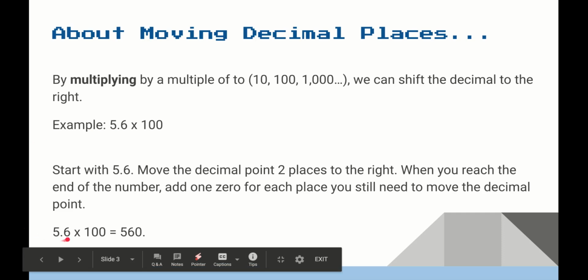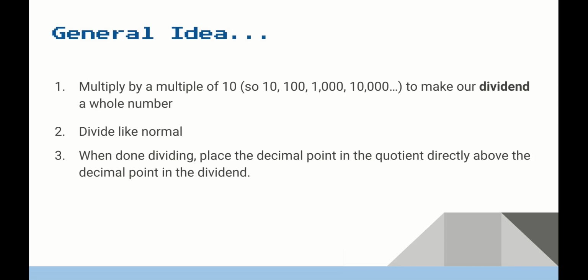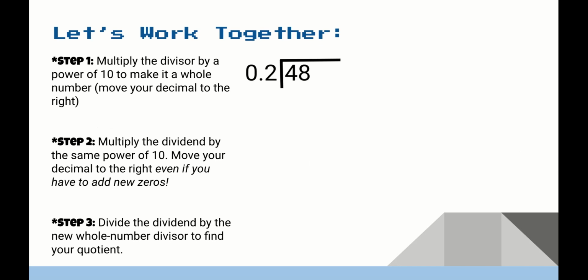So for our example here, we have 5 6/10, and we're multiplying it by 100. So we've got our decimal between our 5 and our 6, and it would shift 2 places. And if we did that on a piece of paper, we would actually see that that's going to equal 560. So the general idea is that we want our divisor, our number on the outside of the house, to be a whole number. And so we need to multiply it by some multiple of 10, so 10, 100, 1,000, 10,000, to make it a whole number. We got to move our decimals both inside our house and outside of our house. And then we divide like normal. And if we still have a decimal inside, then we can move our decimal point up, just like we did yesterday.